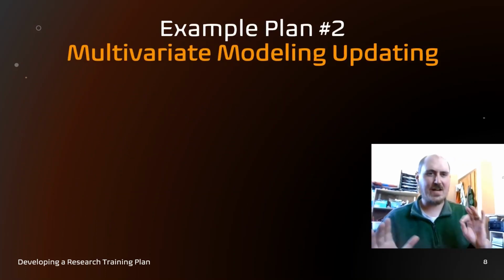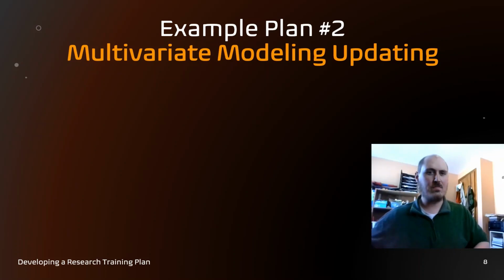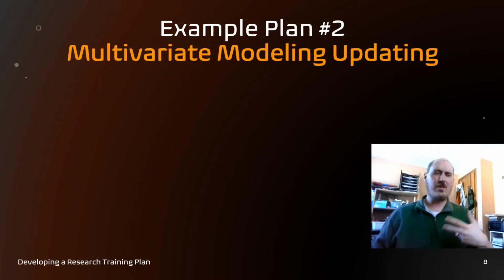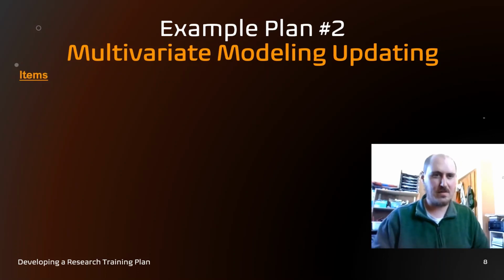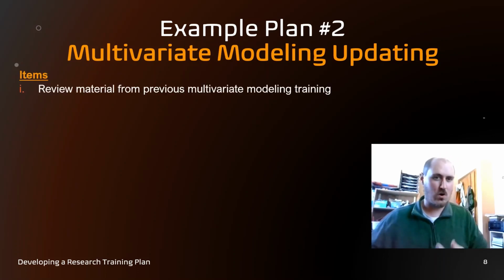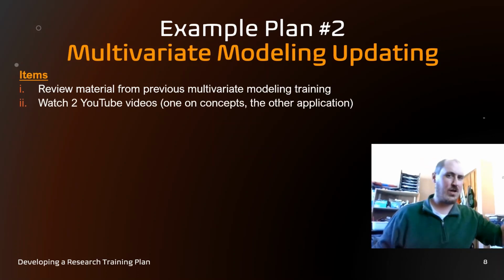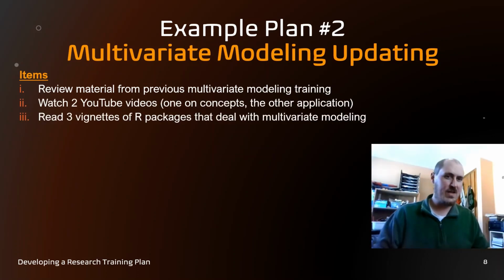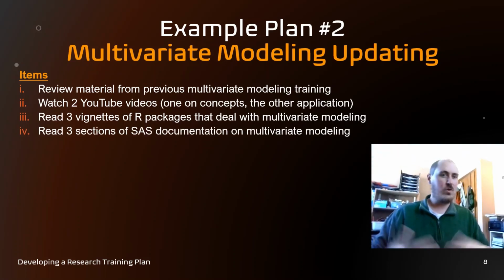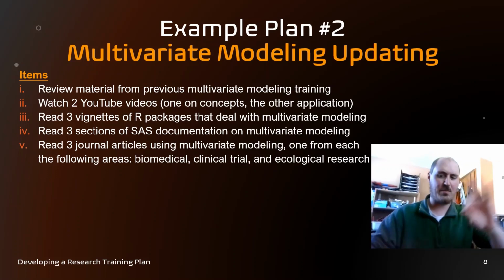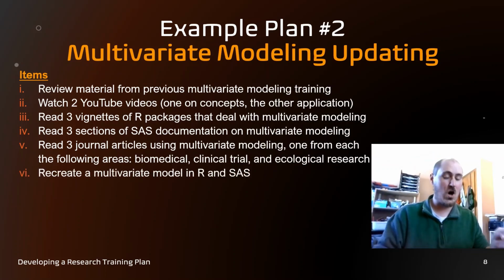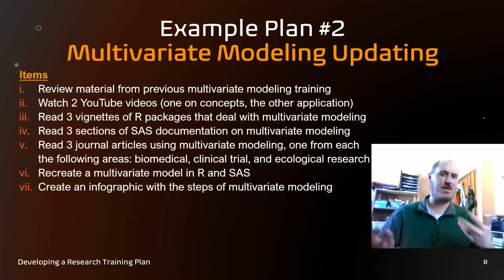Okay, here's a second example, more on the tool side of it, multivariate modeling updating. Now, I've done some research, or not so much research, but training on multivariate modeling, though it's always been kind of my weak point, and I want to be able to get better at it. So this is my setup of items. First, I review the material I've already done, watch 2 YouTube videos, one on concepts, the other on application, read 3 vignettes of R packages, because I might be doing it in R, read 3 sections of SAS documentation, because I could also do it in SAS, read 3 journal articles from a variety of fields on multivariate modeling, kind of see it in different applications, recreate a multivariate model in R and SAS, and then create an infographic with the steps of multivariate modeling.